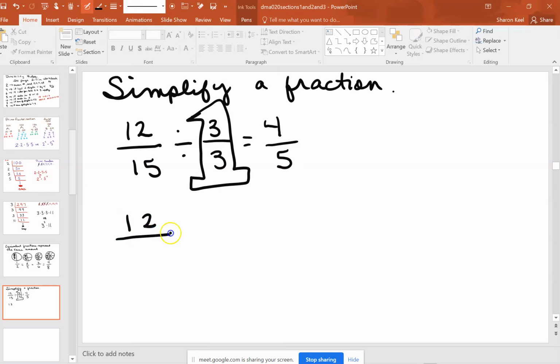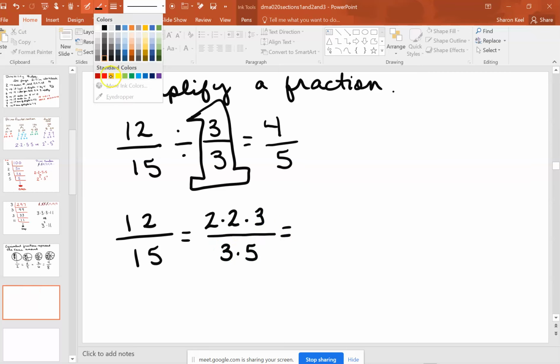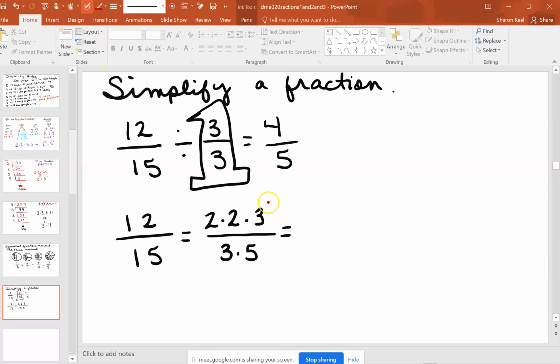The way the workbook will show you to do this is to factor to prime numbers. The 12 would be 2 times 2 is 4, 4 times 3 is 12. The denominator would be 3 times 5 is 15. I would then cancel out what they have in common. They both have in common a 3 over 3. 3/3 is that 1 that canceled. What I'm left with is 2 times 2, which gives me 4 over 5.